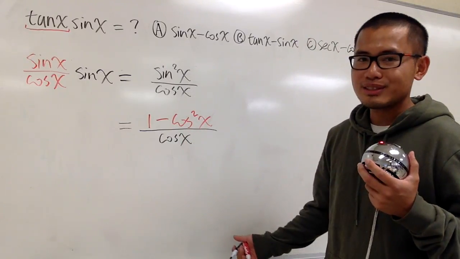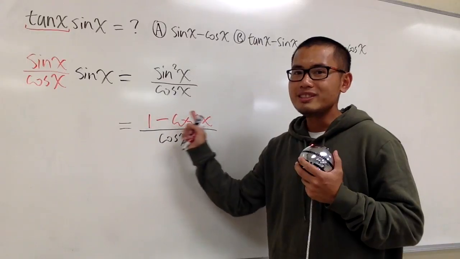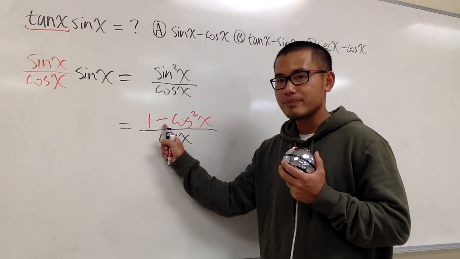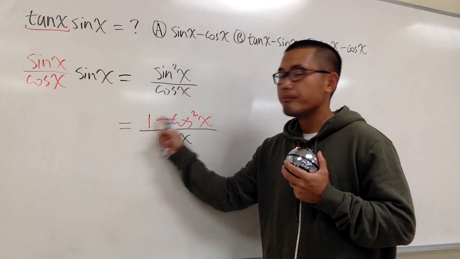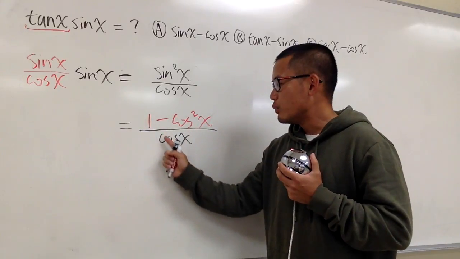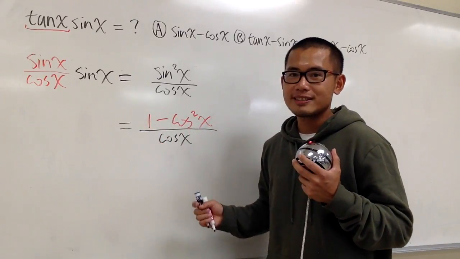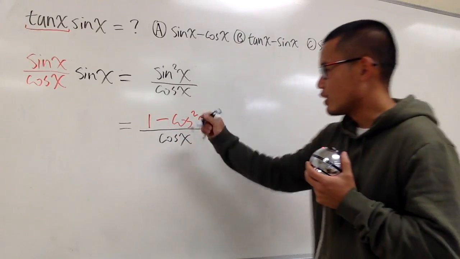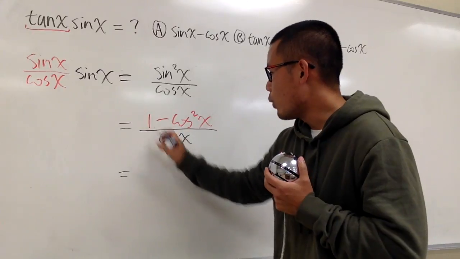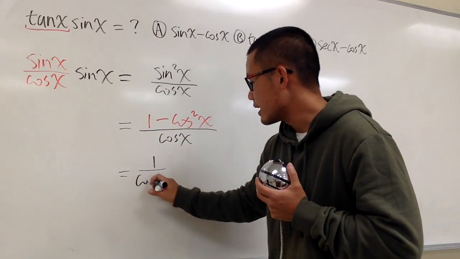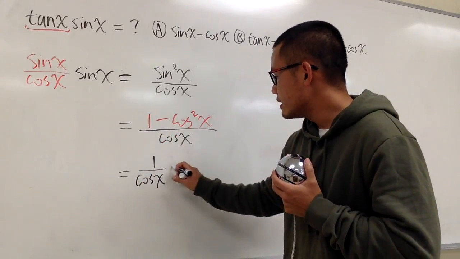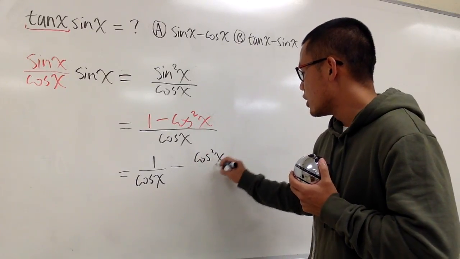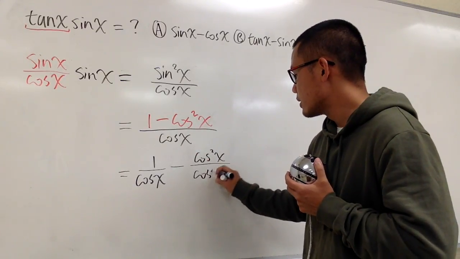And what can we do next? Well, we have two things on the top, right? Two terms. They are separated by this subtraction. That's why we have the first term and also the second term. And we only have one thing on the bottom, just cosine x. When we have one thing on the bottom, we can split the fraction. So we can look at this as 1 over cosine x. And then minus, this is just the same as cosine square x over that cosine x.